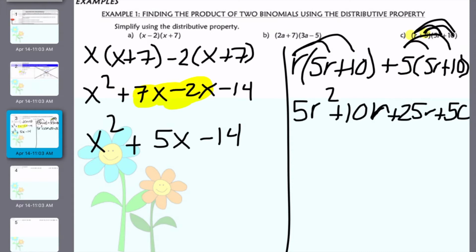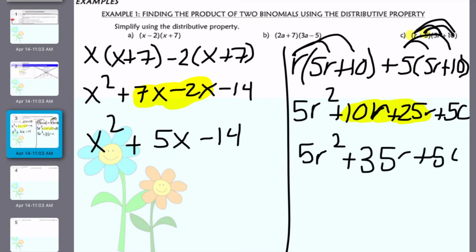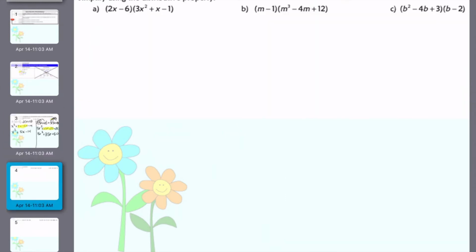So now again, I have my like terms in the center here, 10r and 25r. So I'm going to combine those, and ultimately I arrive at an answer of 5r squared plus 35r plus 50 as my final answer. Let's move on to our next set of questions. Now I'm multiplying a binomial by a trinomial or a polynomial.